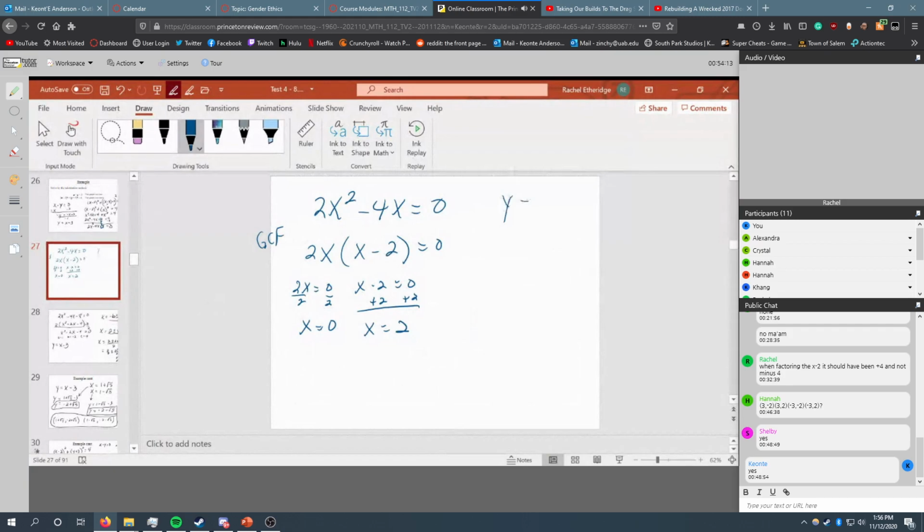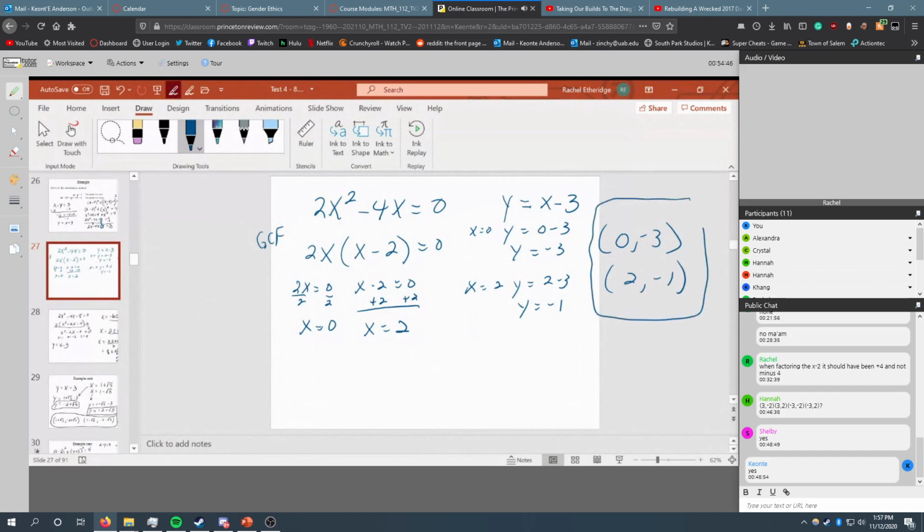Now, when I first solved for y in that first equation, I got y equals x minus 3, I believe. So when x equals 0, then y equals negative 3. So 0, negative 3. And when x equals 2, y equals negative 1. So 2, negative 1. Those should have been the correct answers.